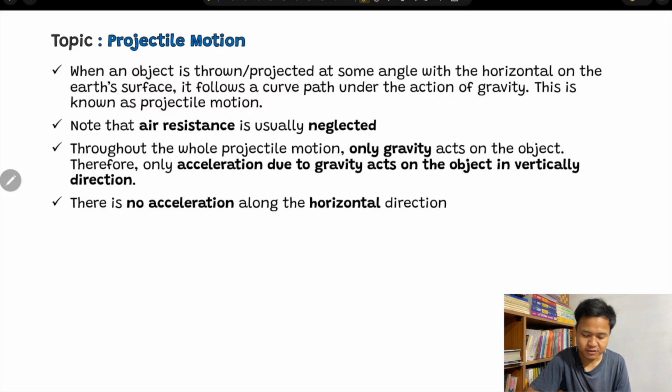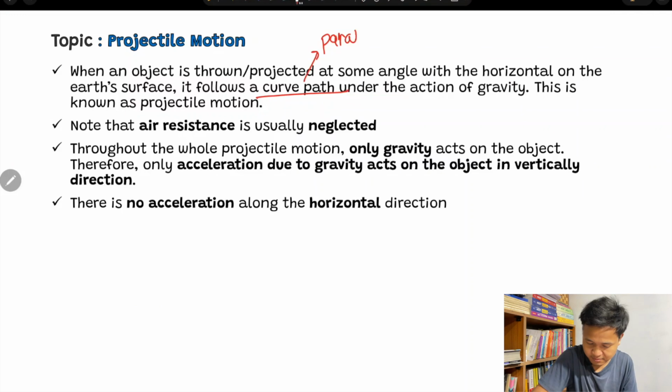So if an object is thrown or projected at some angle with the horizontal on the earth's surface, it follows a curved path. So it will follow a curved path, okay, or you can say a parabola, under the action of gravity. So this is known as projectile motion.